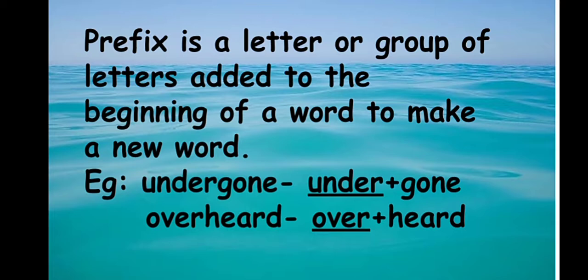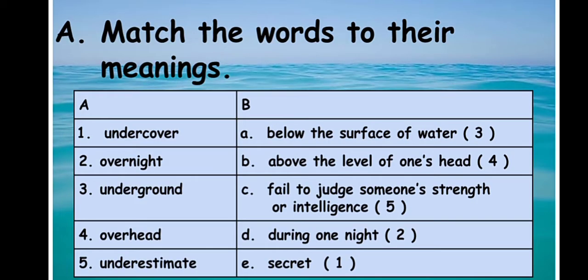Exercise A, match the words to their meanings. Let's look at the exercise. Please grab a pencil fast and we'll be finding the answers for this. On the left side, in column A, we have 5 questions. The first one is undercover. Next one is overnight. Third one is underground. Fourth one is overhead. And the fifth one is underestimate. These are the words which have prefixes.